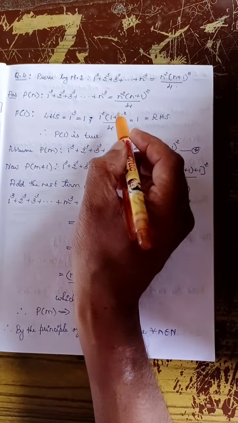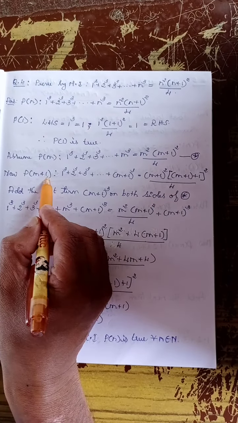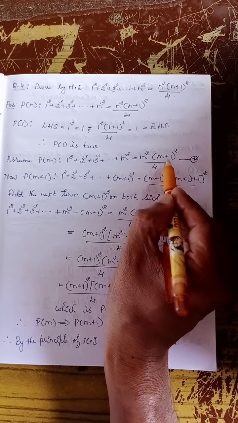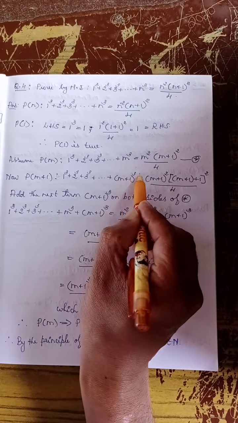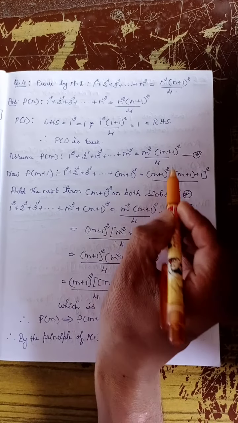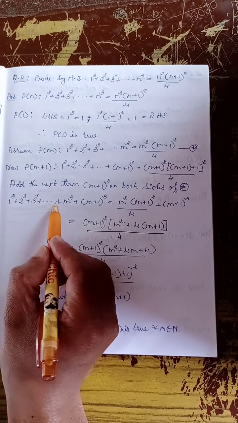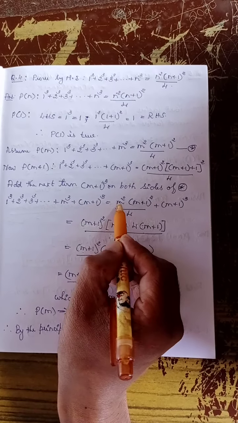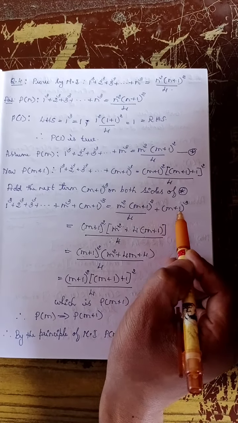Assume P of m, wherever n is there you can take it as m, take it as equation star. Now P of m plus 1: m is m plus 1, m plus 1 the whole square into m plus 1 plus 1 the whole square divided by 4. The next term here will be m plus 1 the whole cube. We add this next term on both sides of equation star, so that we get 1 cube plus 2 cube plus 3 cube plus etcetera plus m cube plus m plus 1 the whole cube is equal to m square into m plus 1 the whole square by 4 plus the next term m plus 1 the whole cube.